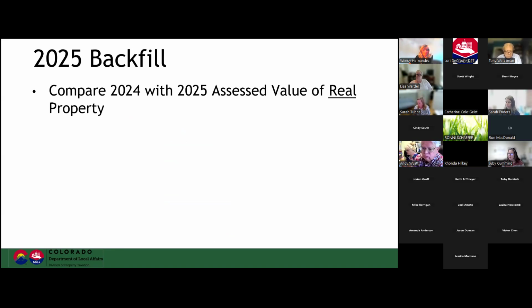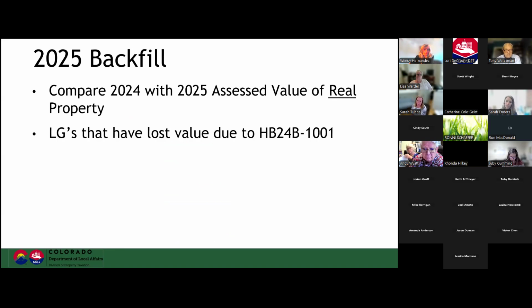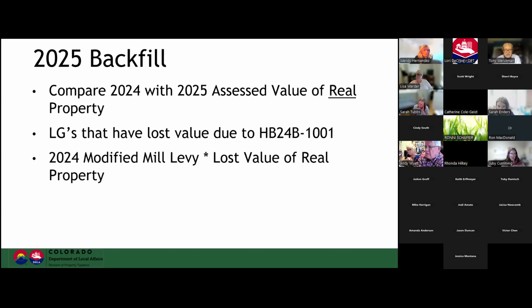Now let's talk about the 2025 backfill. So this backfill is the way the language in the bill from the extraordinary session 1001 laid it out. It deals with the change. It compares the 2024 assessed value of real property with the 2025 assessed value of real property. So it's different than the backfill that happened this year that you reported.